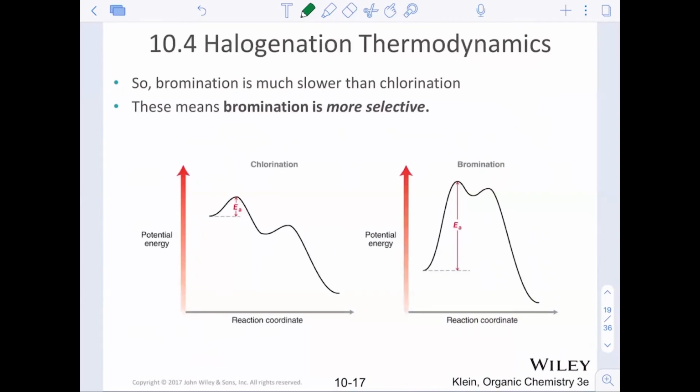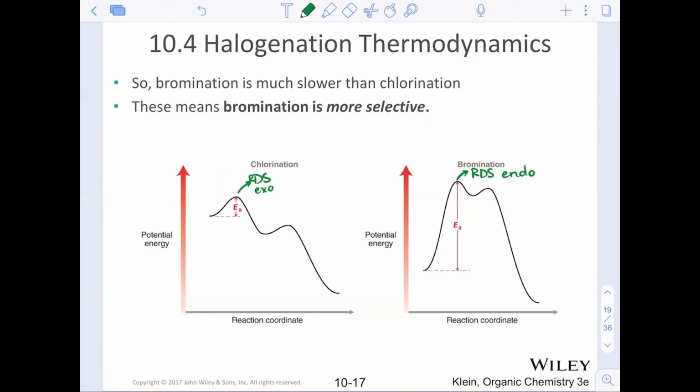Bromination is much slower than chlorination. This means that bromination is going to be selective. That first step, the rate determining step, is either going to be for chlorine, exothermic, for bromine, endothermic. We know, same idea when we were forming carbocations. If that rate determining step is really slow, we get to be selective. We get to choose what reaction we are going to do.